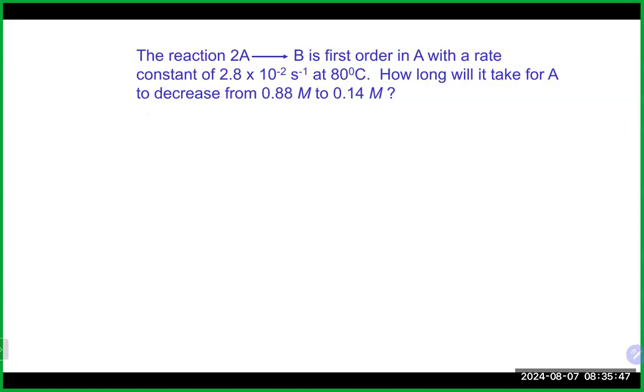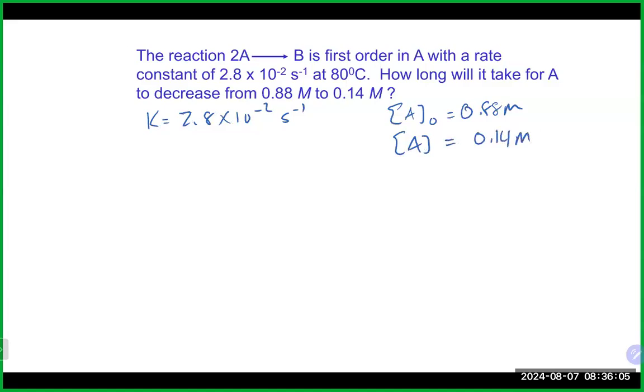So a couple important pieces of information that we pull out. We do have the rate constant, which is 2.8 times 10 to the minus 2 reciprocal seconds. We do have the initial concentration of A, which is 0.88 molar. We do have our final concentration of A, which is 0.14 molar.